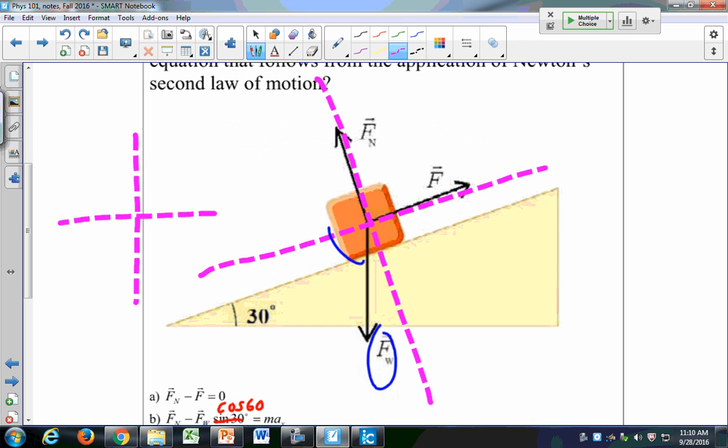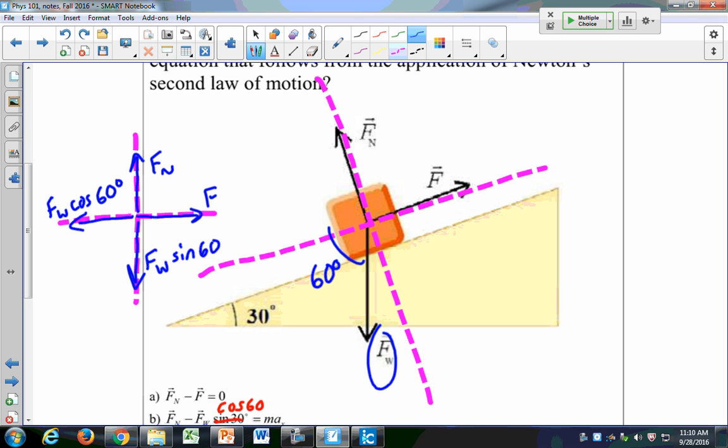I'm going to draw my free body diagram. You might not need to do this, that's okay. This is my Fn. This is my Fw. Now I can resolve my weight force into its two components. Up here I'm going to have Fw cosine of, what's my angle? 60 degrees. And down here I have Fw sine of 60. Because remember, this angle is 60 degrees. If this angle is 30, then the angle from the x-axis is 90 minus 30.